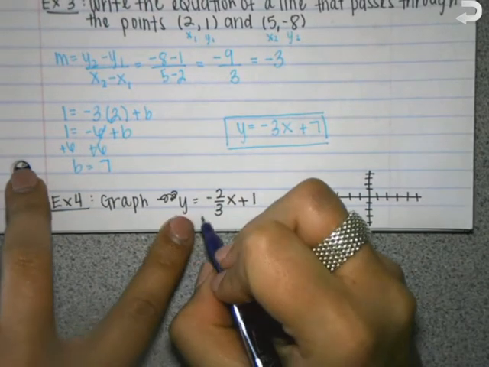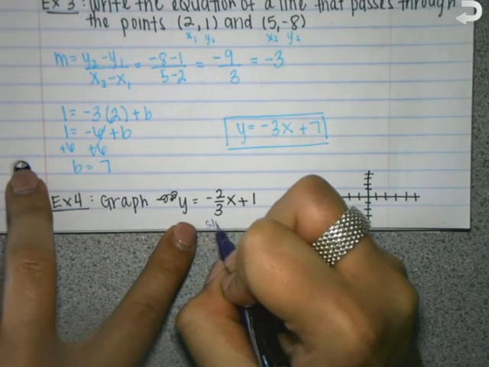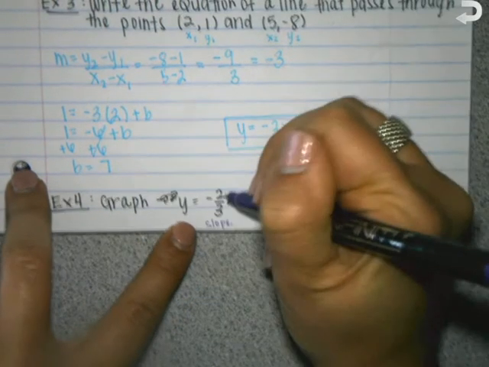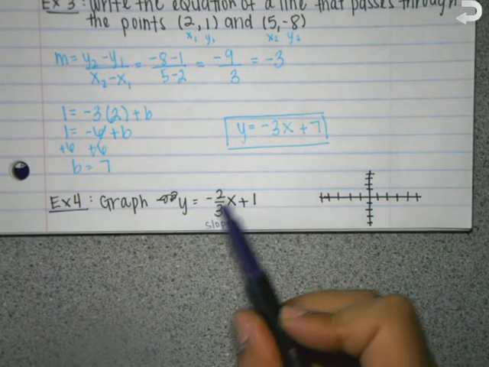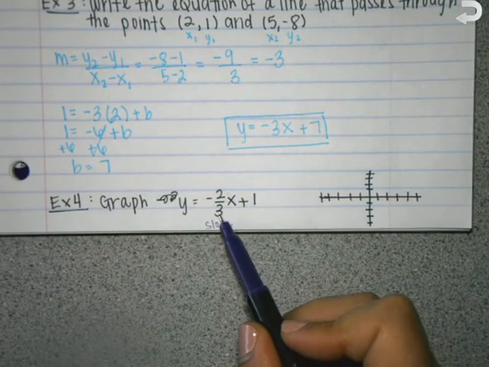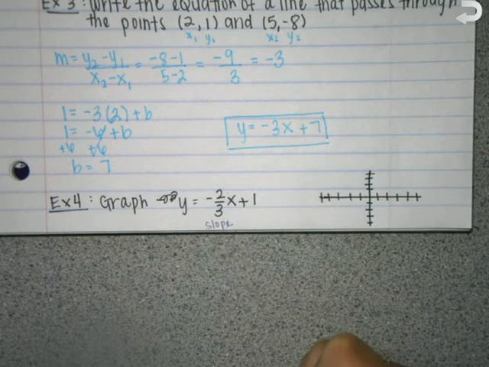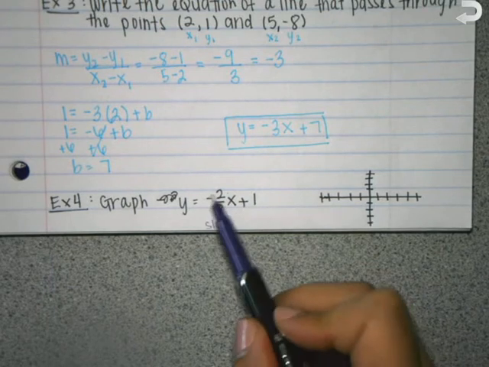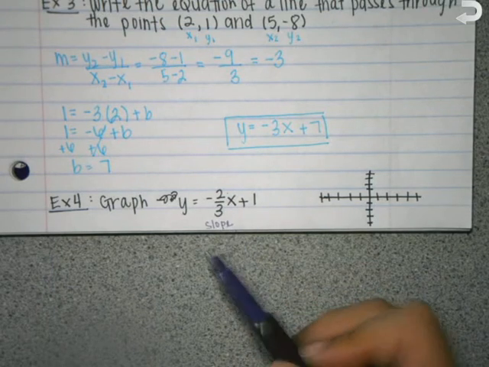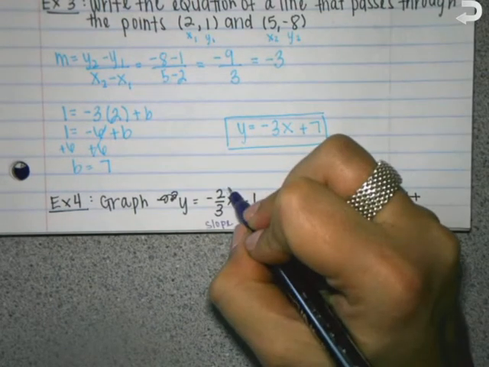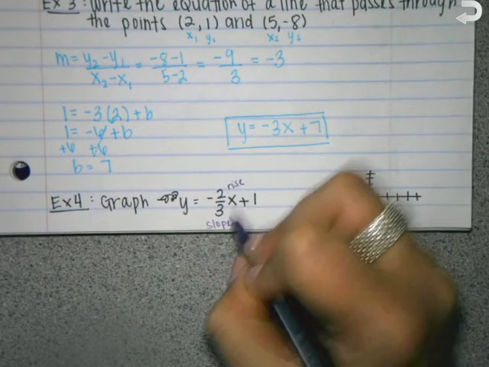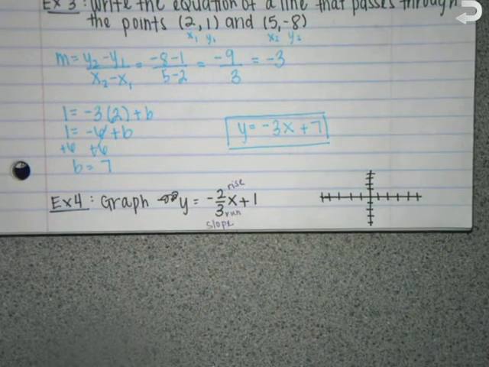Negative 2/3. So this is my slope. I'm going to label it. Now, it's negative 2/3. Could I attach the negative to the 2, or do I want to attach it to the 3? Doesn't matter. I can attach it to either the 2 or the 3, okay? I usually just attach it to the top. So, negative 2 is going to be my rise, and I'm going to have positive 3 be my run. You cannot make both negative. Only one can be negative. And then what's my y-intercept?